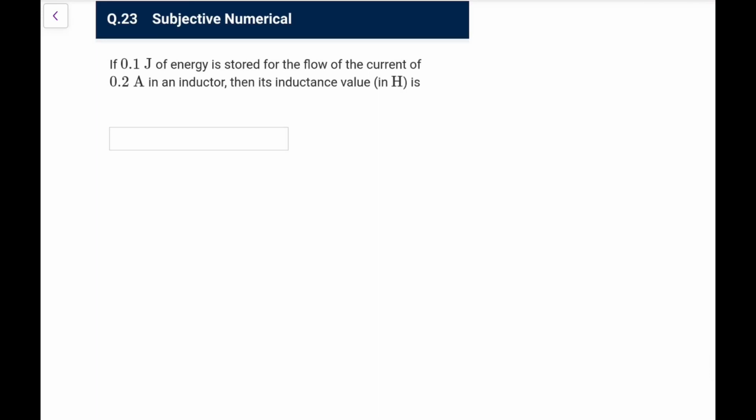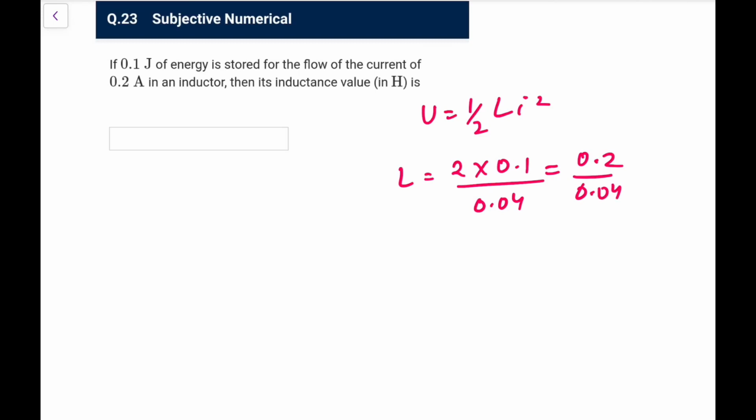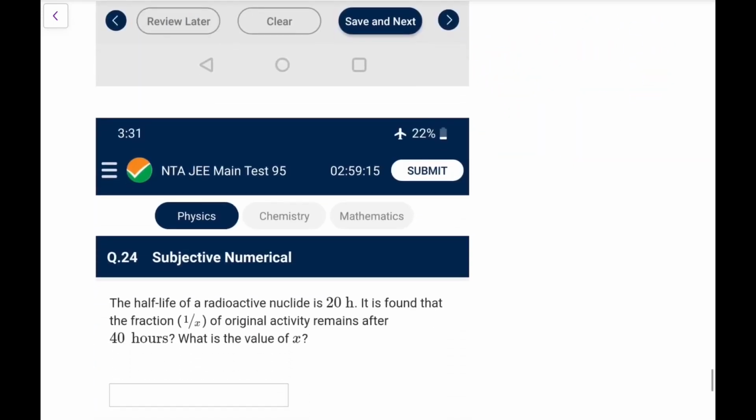A 0.1 joule of energy is stored for a flow of current 0.2 ampere in an inductor. We know U is equal to half L i square. So the value of L would be 2 into 0.1 upon i square, which is 0.04. So 0.2 upon 0.04 is 5, and you can write it as 5 Henry. That's an easy one. Next one.